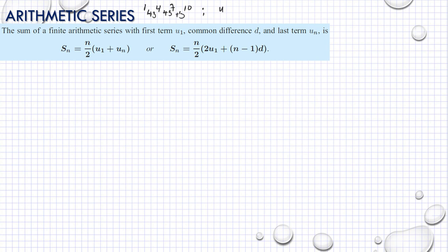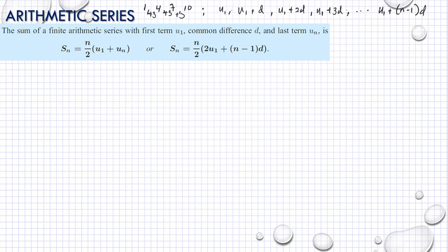We have u sub 1, and then the second term should be u sub 1 plus d. So we have 1 plus 3 and 4. That's 4. And then you have u sub 1. The third term will be u sub 1 plus 2d. So 6 plus 1, that's 7. And then u sub 1 plus 3d. And so on. U sub 1 plus n minus 1 d.